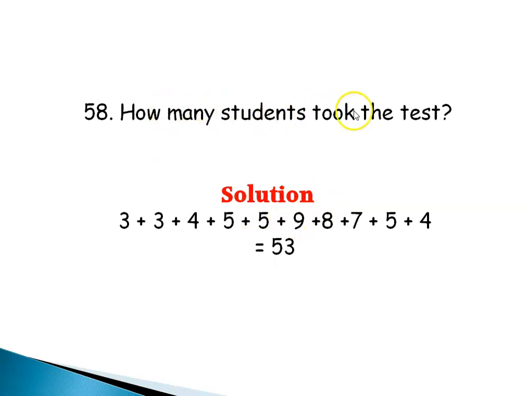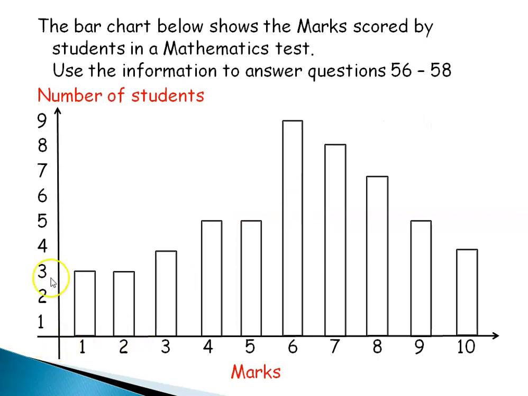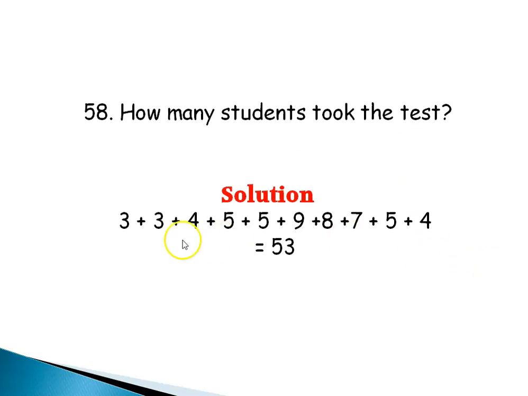Alright, this says, how many students took the test? All we need to do is to add all the frequency together. So that means we're going to add 3 plus 3 plus 4 plus 5 plus 5 plus 9 plus 8 plus 7 plus 5 plus 4. And that's 53. So 53 students took the test. Is that okay?